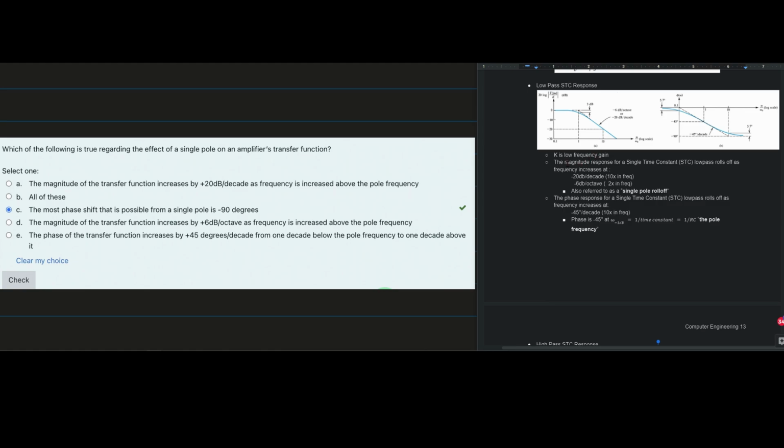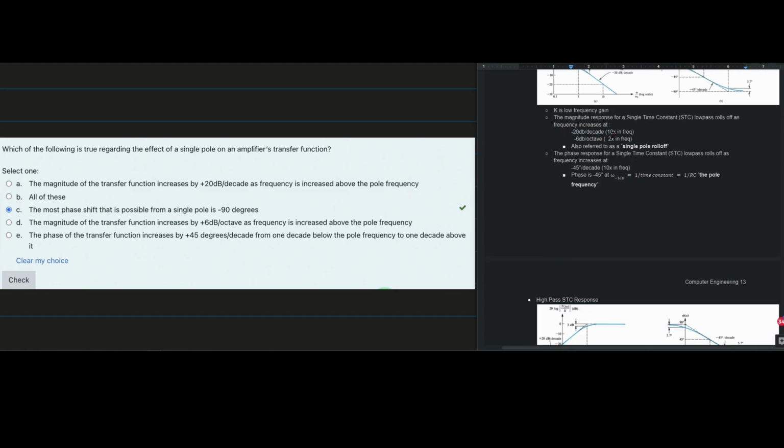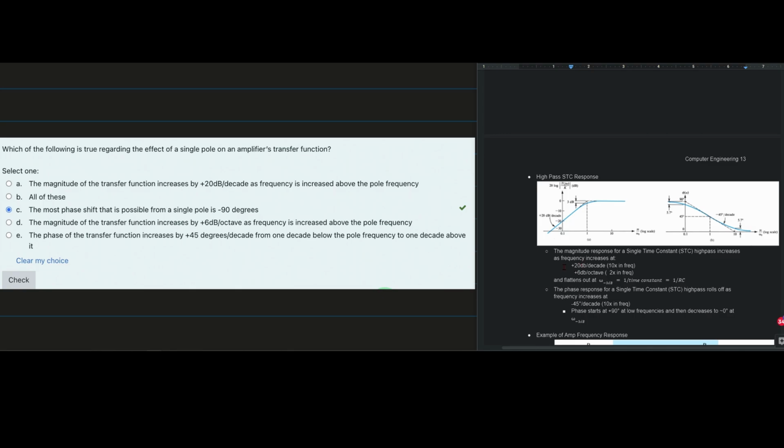Well, we can see for low pass, the magnitude response for a single time constant low pass rolls off as frequency increases at negative 20 decibels per decade. Well, this is negative 20 decibels per decade, and this is plus 20 decibels per decade. And so this would be false. So A would not be true because we have this negative 20 decibels per decade, even though we have this plus 20 decibels per decade for high pass.